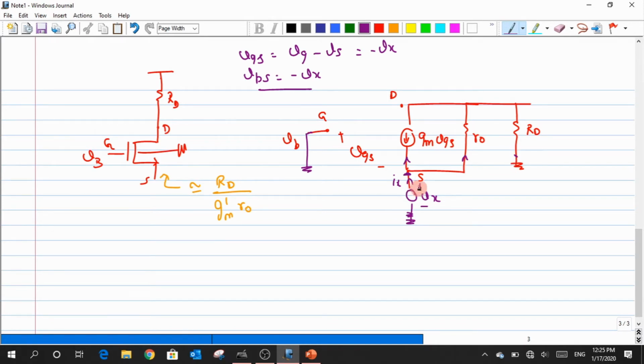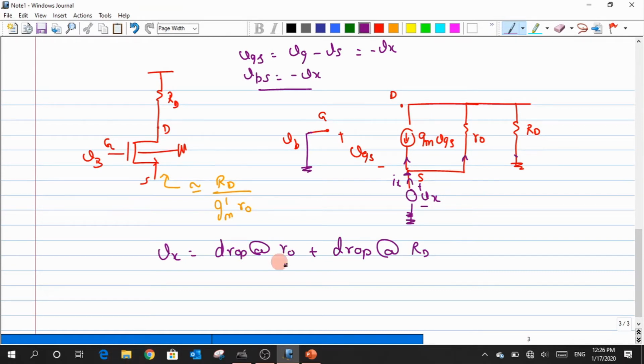So Vx is nothing but it's getting dropped across this resistance R0 as well as across the resistance RD. So in short, Vx is nothing but a summation of two components: the drop across R0 plus the drop across RD. Now if I know the currents that are flowing across them, then it becomes easier for me to write the expression for the drop across R0 as well as the drop across RD.